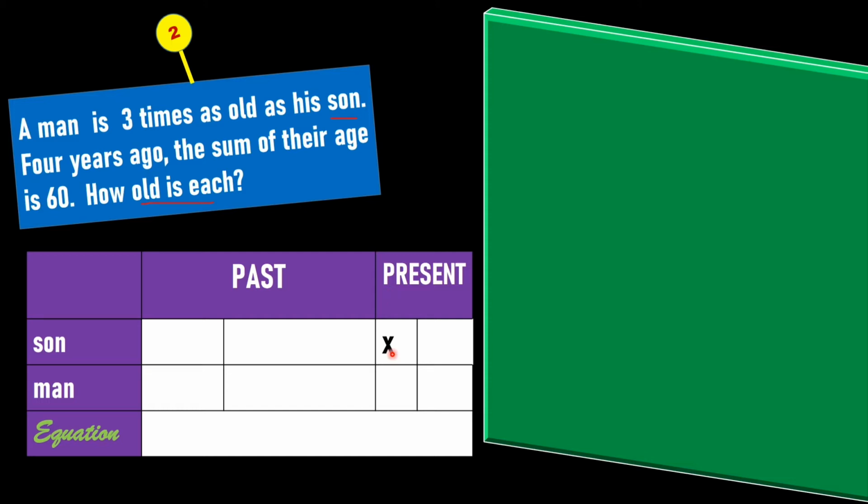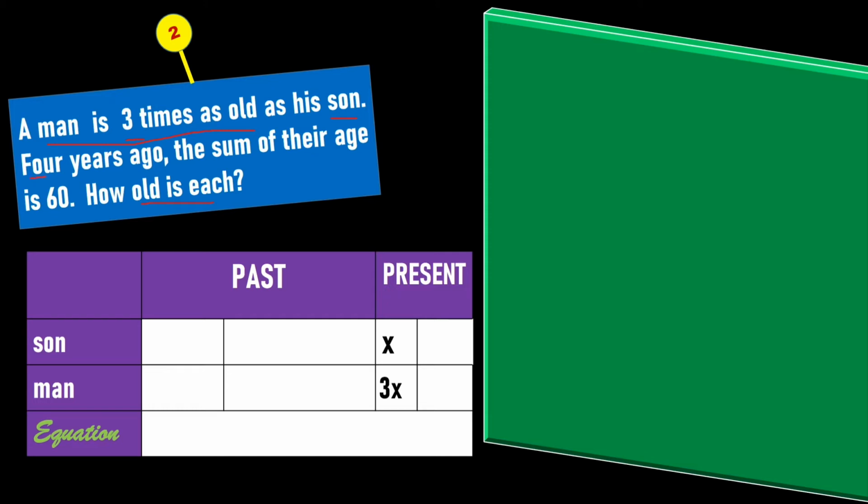Then, si man naman ay is 3 times as old as his son. So, ang kanya equation ay 3x. O 3 times as old as his son. Kasi ito si son ay si x.